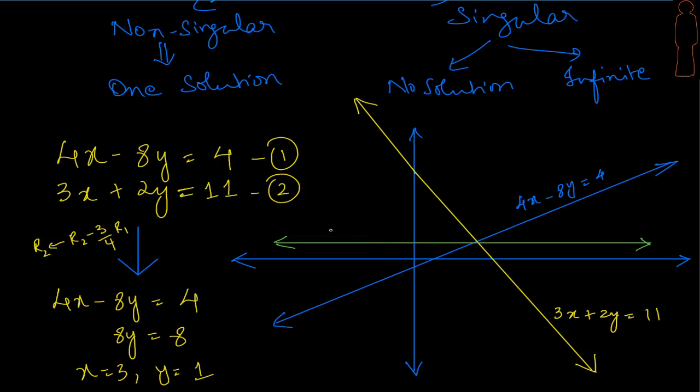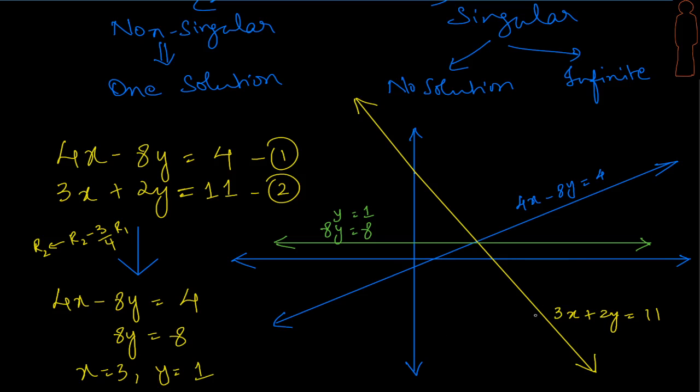So let me put this equation here. This is 8y equal to 8, or in essence y equal to 1. And therefore this is what elimination does. It picks up one of the lines and aligns them parallel to one of the axes.